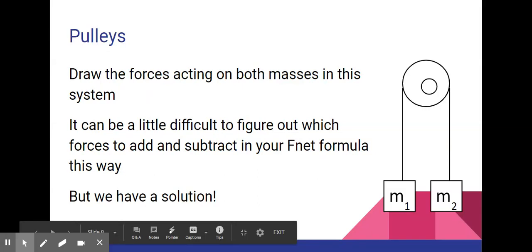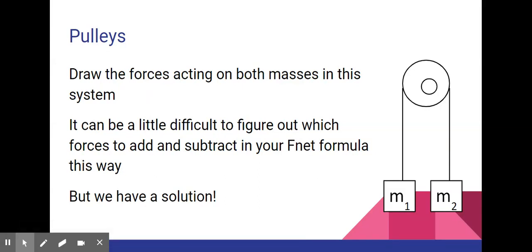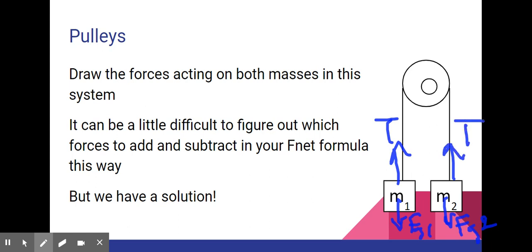All right, last time we were talking about tension, and now we're going to talk about tension, but we're going to bring in pulley systems. We're going to draw the forces acting on this pulley and mass system. So under mass 1, we've got the force due to gravity. Under mass 2, we have the force due to gravity 2. And then we have tension and tension.